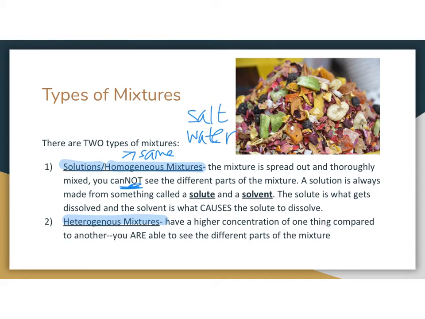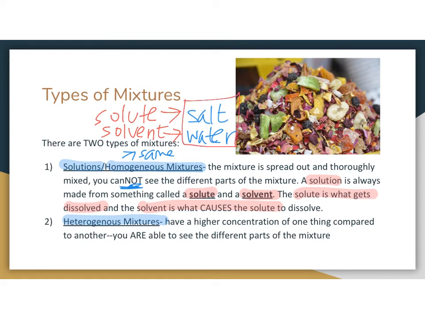Now, a solution is always made up of two parts. You have a solute and a solvent that make a solution. So the solute is what gets dissolved. The solvent is what causes the solute to dissolve. So in the case of my salt water, right, the thing getting dissolved, that would be the salt. So the salt would be the solute. The thing that's doing the dissolving would be the water. So the water would be the solvent. The solution is the result. So in this case, the solution would be salt water.